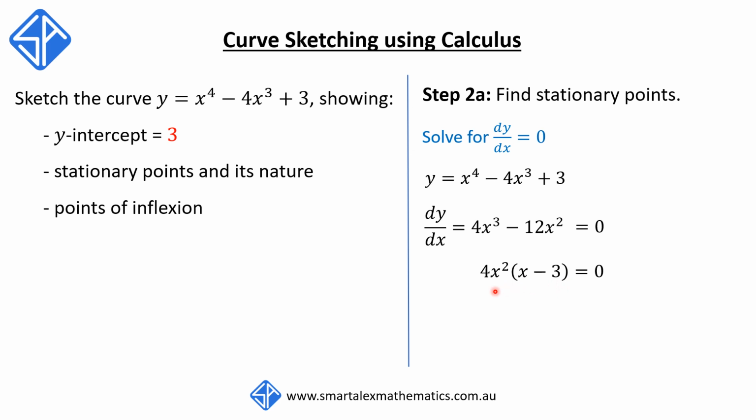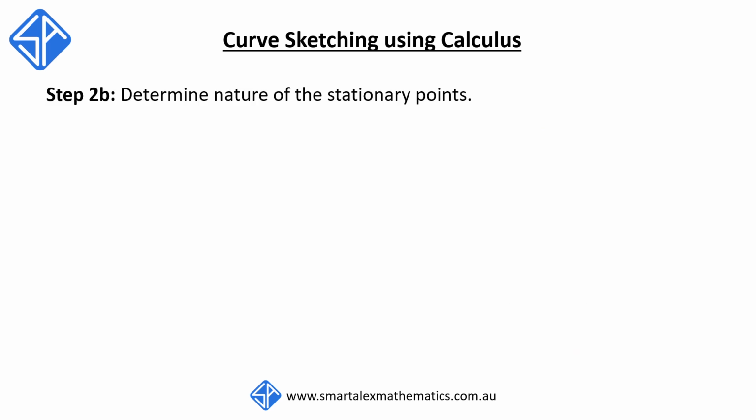And when we apply the null factor law, we're going to get our solutions as x is 0 or x is equal to 3. So this means that our stationary points occur at x is equal to 0 and x is equal to 3. Now that we have found the stationary points, our next step is to determine the nature of each of those stationary points.